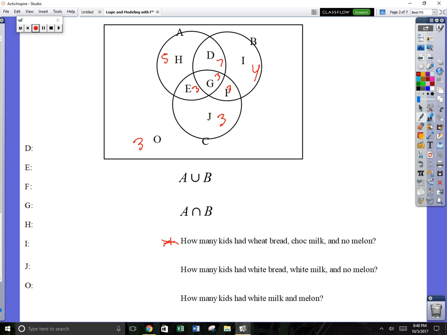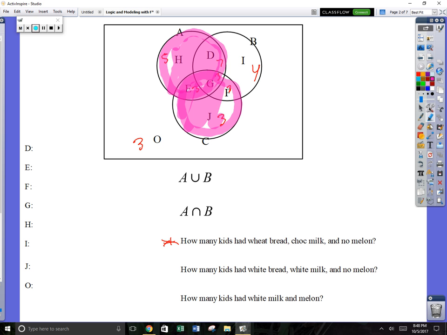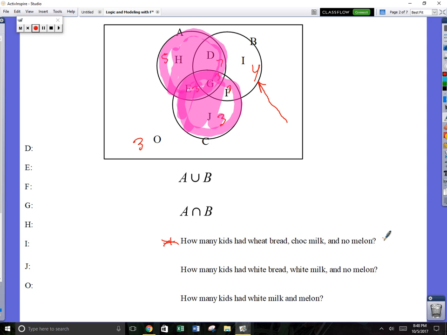Alright, so they did not have any melon, so they did not live anywhere in the melon circle. And they did not have white bread, so they do not live in this circle. They did have chocolate milk, so it has to be those 4 kids. So those 4 kids had chocolate milk, they must have taken grapes, and they must have taken the wheat bread.